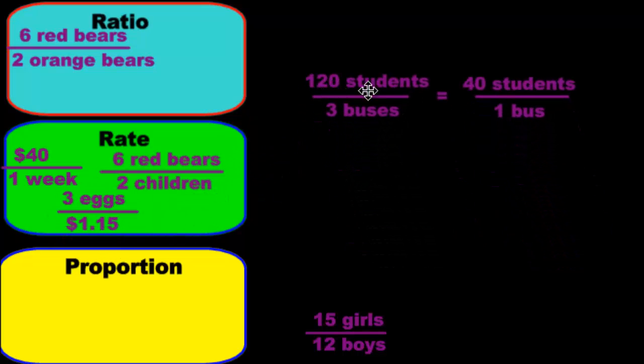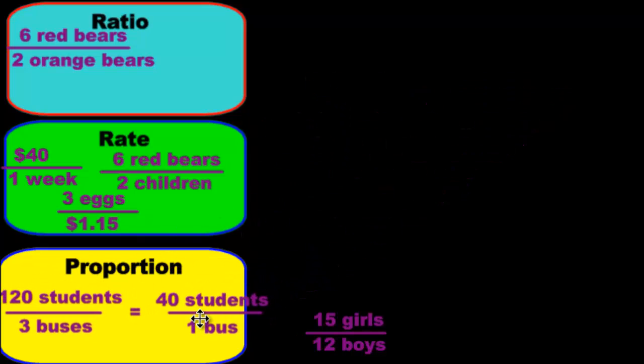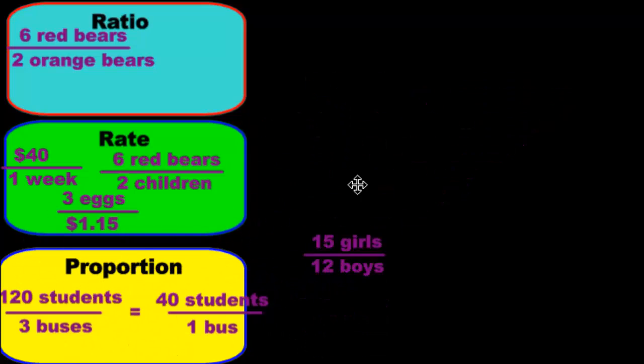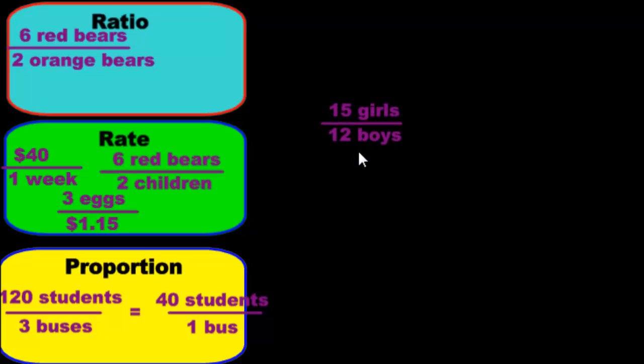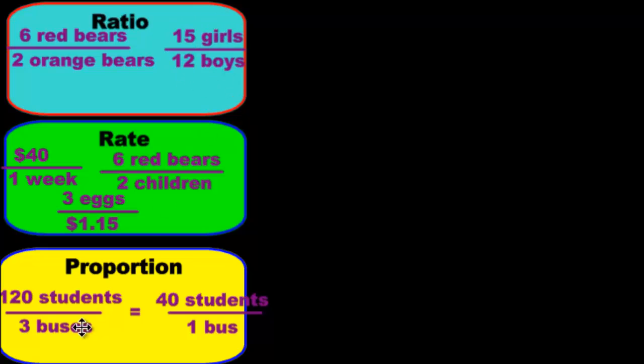How about this one? We've got 120 students for 3 buses, which is equal to 40 students on 1 bus. Okay, yeah, that's a proportion. And we've got 15 girls to 12 boys. That's going to be what, a rate? No, because we're dealing with essentially the same kind of topic. We're dealing with people, right? Girls and boys. They're probably students in a class. So we're dealing with students here. So that would be a ratio. They're the same category, essentially. Same topic.